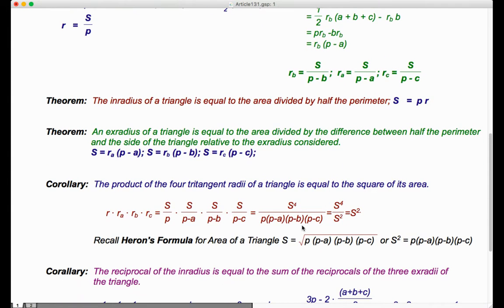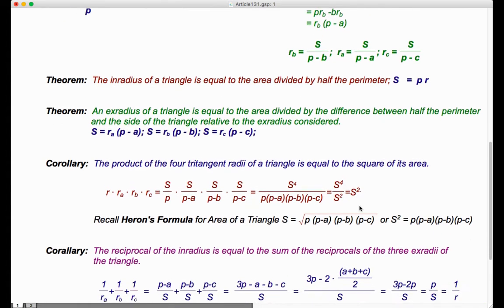However, we need to go back to our elementary geometry class that says that Heron's formula for the area of a triangle S is equal to the square root of p times p minus a, p minus b, p minus c. Or if we square both sides, S squared is equal to this expression. And this expression, you'll notice, is exactly this one in the denominator. So I can replace this by S squared. So the product of the 4 tritangent radii will just be equal to S squared.